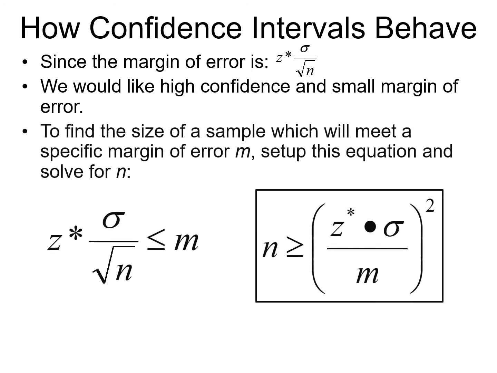Now, to find the size of a sample which will meet a margin of error, we take that original equation, less than or equal to the margin of error, and what we want to do is find out the size of the sample. Because the bigger the sample size you have, the smaller the margin of error, because when you divide by a large number, it makes it smaller. So sometimes we want to find out what's going to be the sample size we need. So you'll be looking specifically for that.